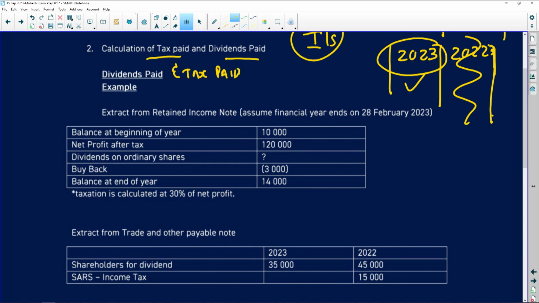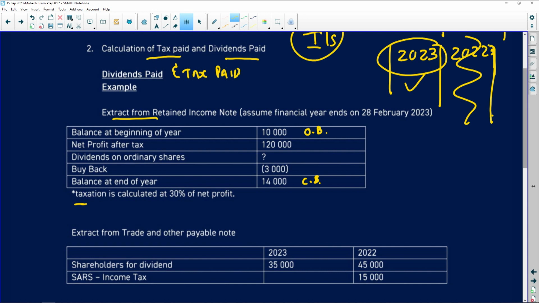So from the information given, I've got an extract from the retained income note. Assume the financial year ends on the 28th of Feb 2023. So that's my retained income note for 2023 given to me. So balance at the beginning of the year, opening balance for retained income, net profit after tax, dividends not given to me, buyback, an amount of 3,000, and then balance at the end of the year, closing balance, an amount of 14,000. They also tell me taxation is calculated at 30% of net profit.